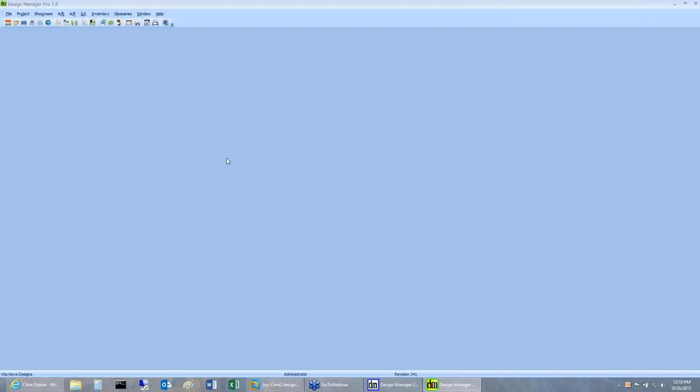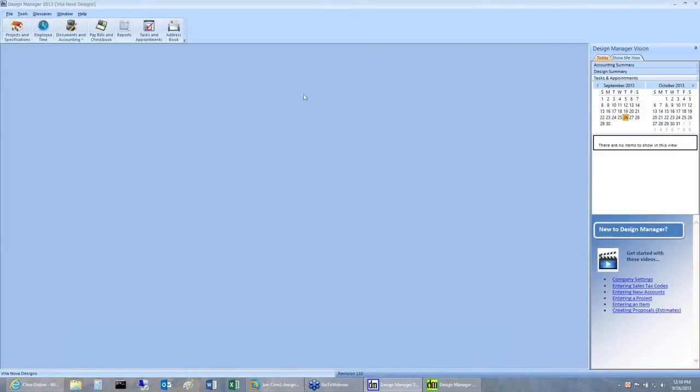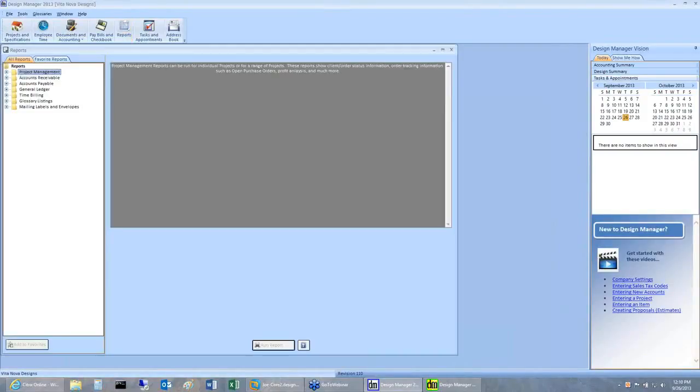When we go over the income statement and balance sheet, we'll explain that in a little more detail, along with some of the other aspects of the accrual-based accounting system. First of all, the financial statements are found under reports. This is Design Manager Standard right here.